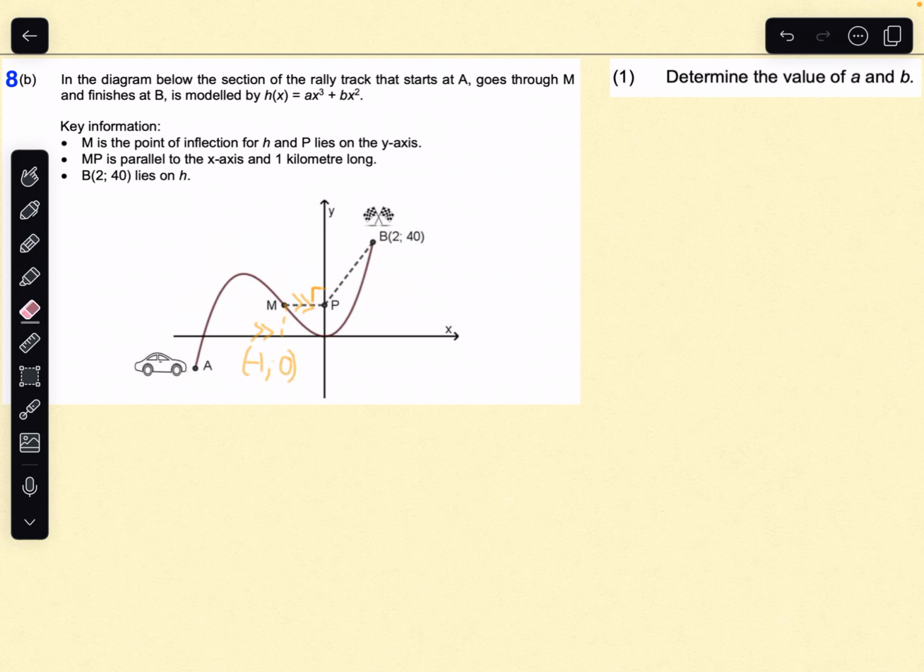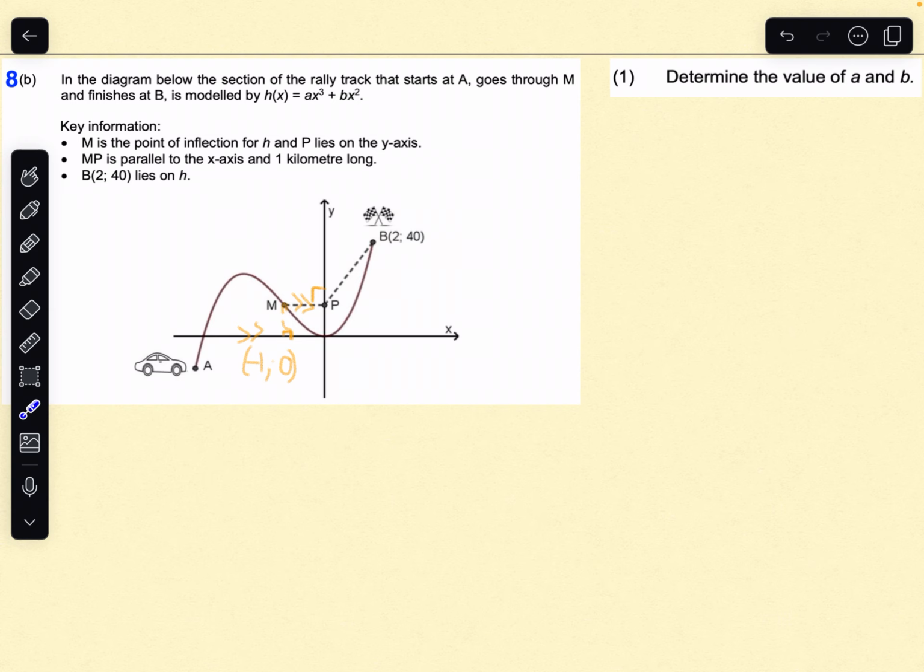This line is not really giving perpendicular. Let's try again. I mean, I could just use a ruler. That's because they've told us that this here is parallel to the x-axis. And then B (2, 40) is given to us, it lies on h. Determine the values of a and b.